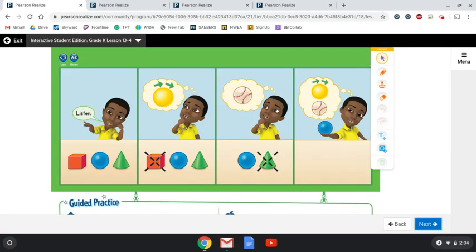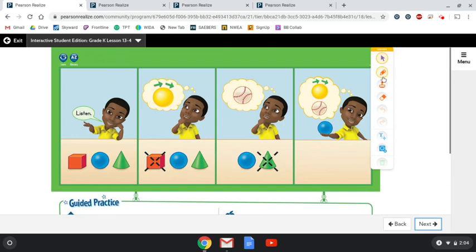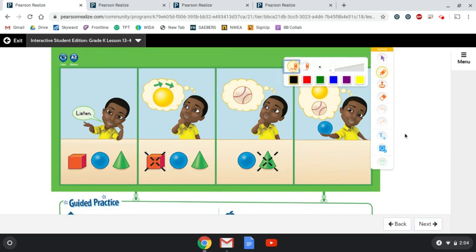We're going to be working in the guided practice today. All right, I'm going to say some clues, and we're going to X off the ones that are not my mystery shape. Okay, we've done this before, so be listening to my clues, and then we're going to cross them off. Let me get my pencil ready so I can do it with you.